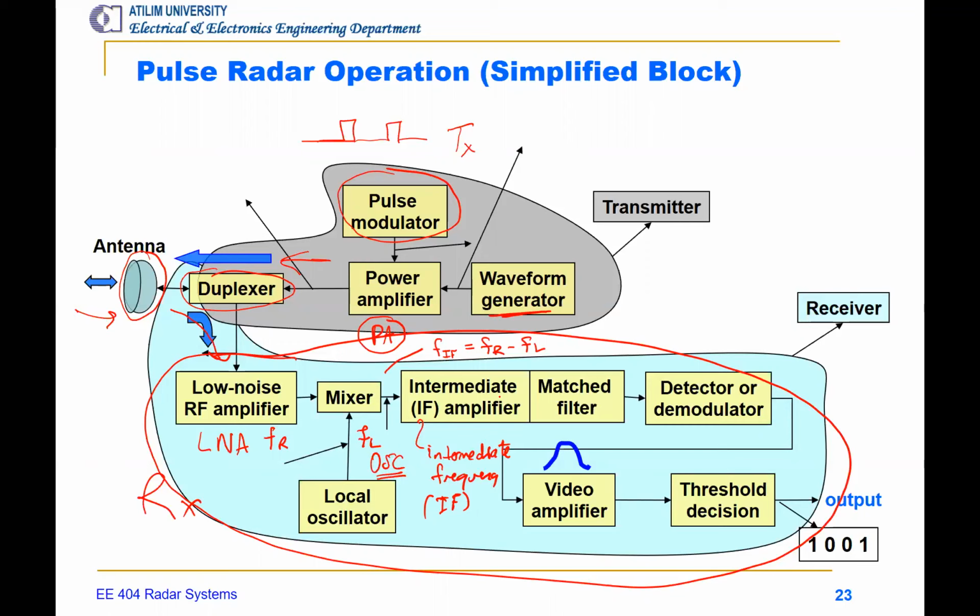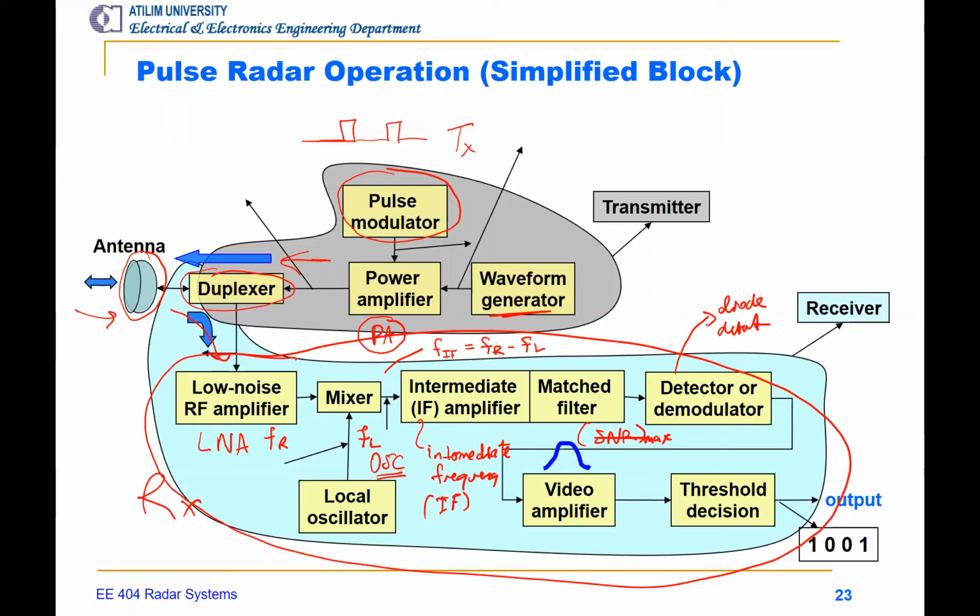Usually this amplifier is designed as a matched filter, which increases the signal to noise ratio. So here, SNR is maximized at the output of the matched filter. And then we have a detector. Typically, that's a diode detector.